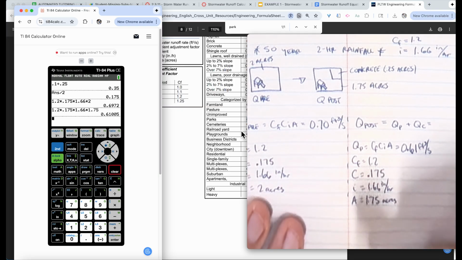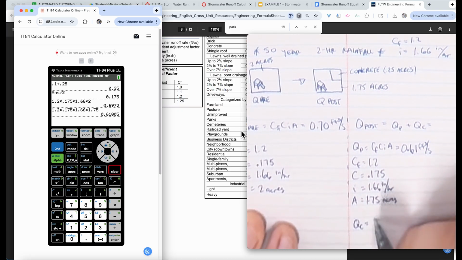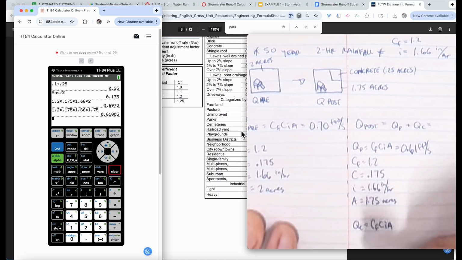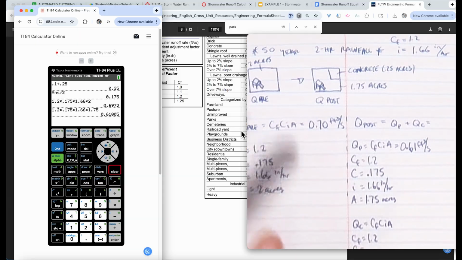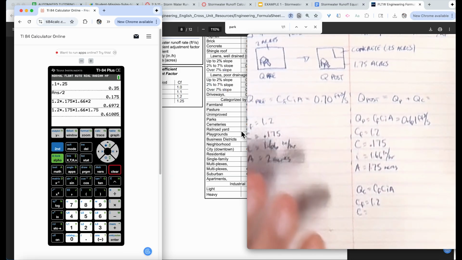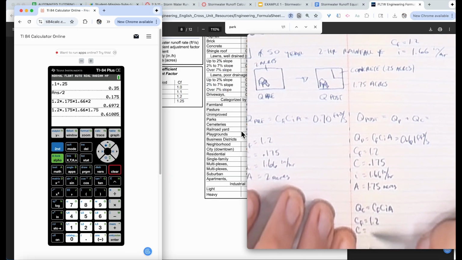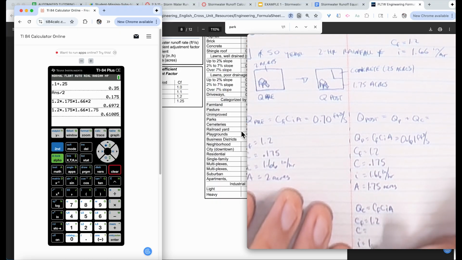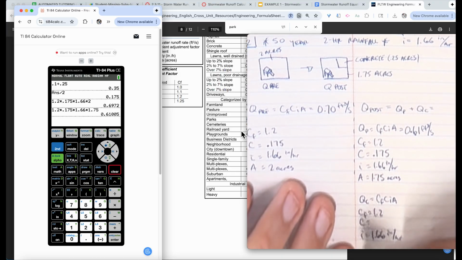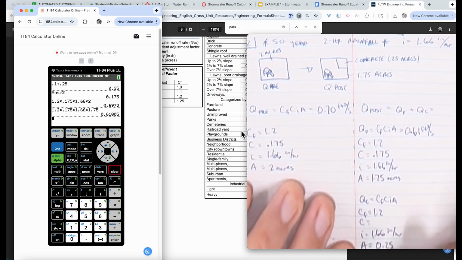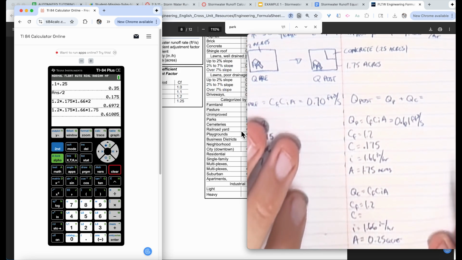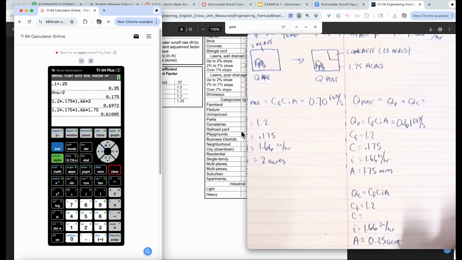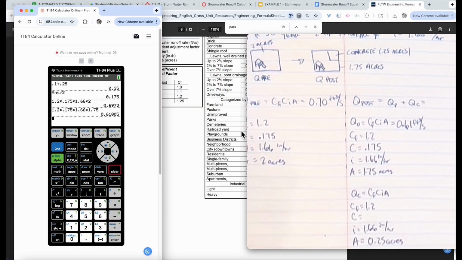So QC, we can go ahead and write down here, is going to be CFCIA. Now CF is going to be the same, 1.2. C is based off of our material type, right? So that is going to be different now that it's concrete we're dealing with. Then we also have I, which is still remaining the same because we're still talking about that same 50-year, 2-hour rainfall. And then the area here is going to be 1/4 of an acre because our concrete pad is just 1/4 of an acre there. Okay, so what we need to do is find out C for the concrete.